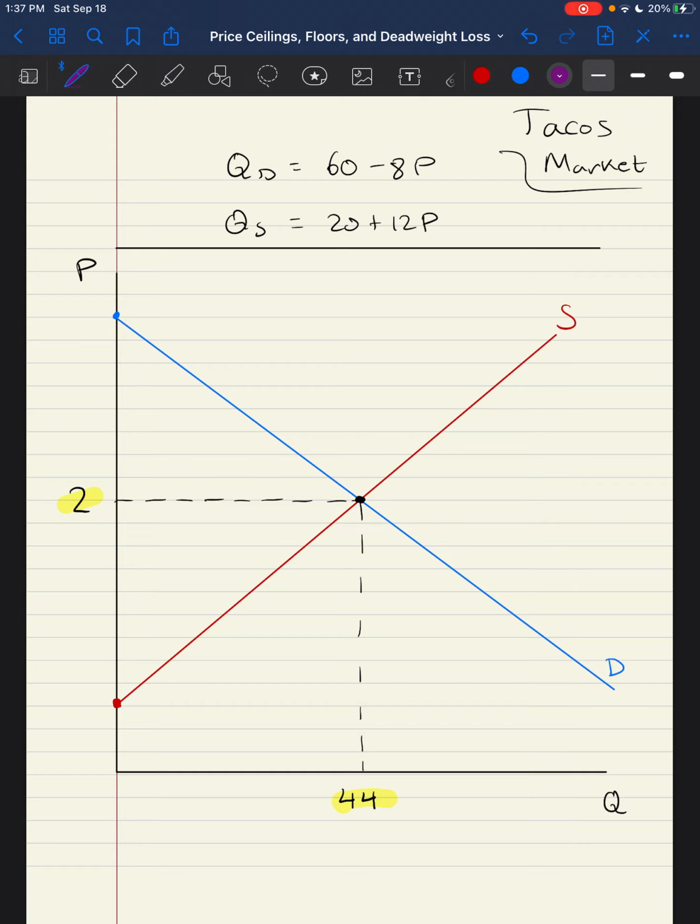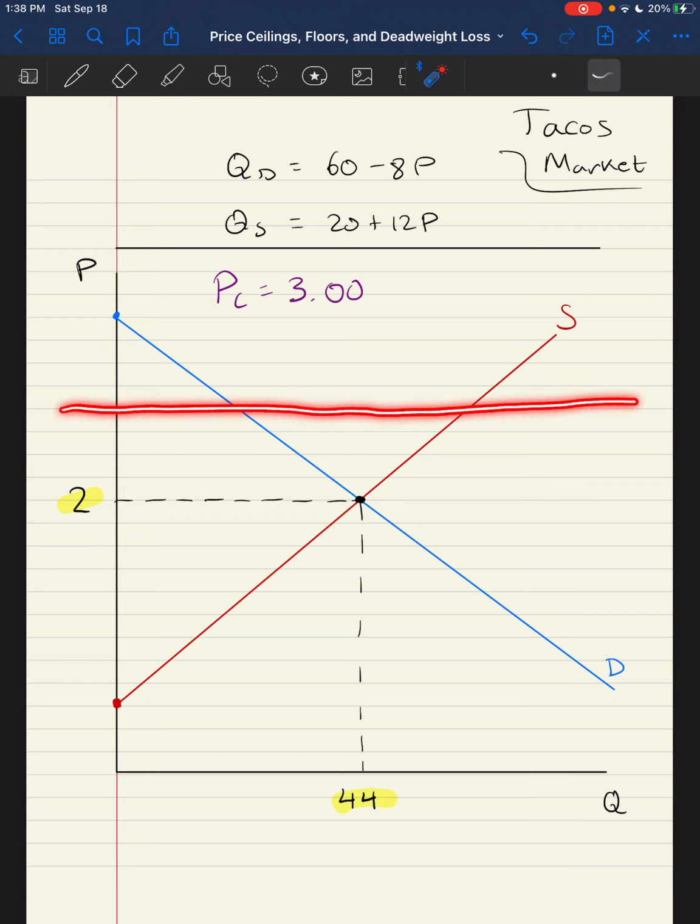Now let's say that the government wants to interfere. Let's say the government places a price ceiling of $3 in our market. Recall that a price ceiling dictates that the price cannot be higher than this value. So if the government is setting a price ceiling of $3, that puts our price ceiling somewhere up here. Let's label this imaginary line PC, with a value of $3.